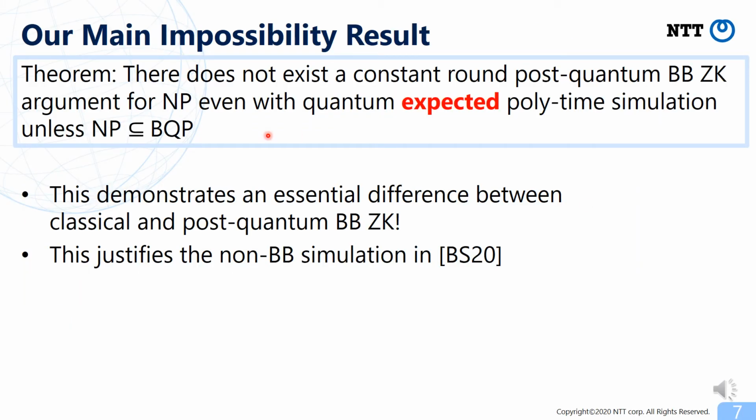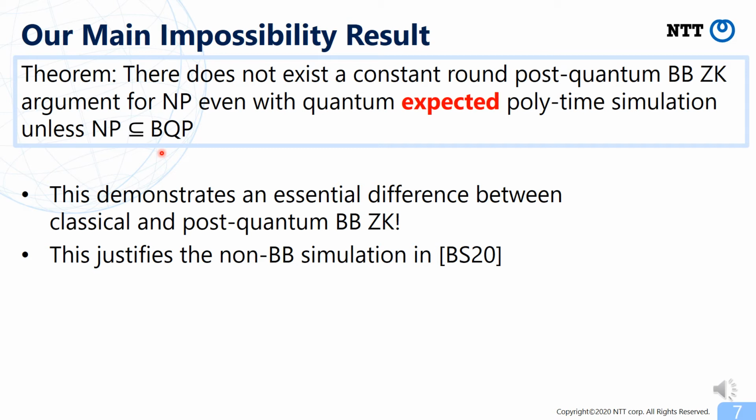In this work, we give a negative answer to the question. We prove that there does not exist a constant round post-quantum black box zero knowledge argument for NP, even with quantum expected polynomial time simulation, unless NP is contained in BQP. Because it is believed that NP is not contained in BQP, this is strong negative evidence about constant round post-quantum black box zero knowledge.